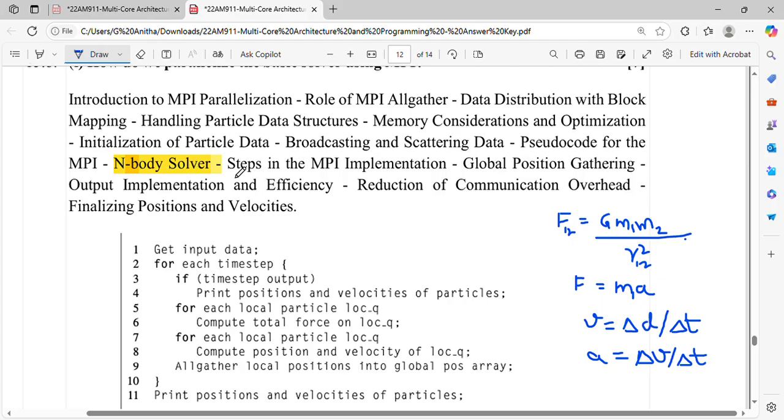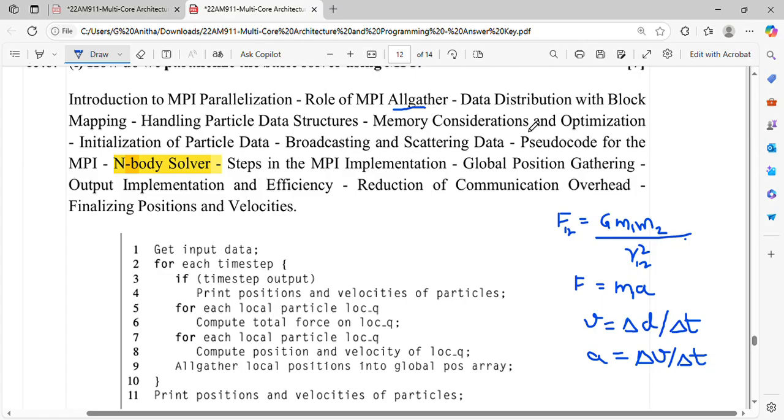N-body solver is a program related to molecular dynamics, which deals with the movement of molecules and atoms over time. Here we are going to see how to parallelize the program in order to compute the different positions and velocities of different atoms, and also the MPI Allgather, multiprocessing Allgather, where we gather all the computed positions and velocities of different atoms or molecules.